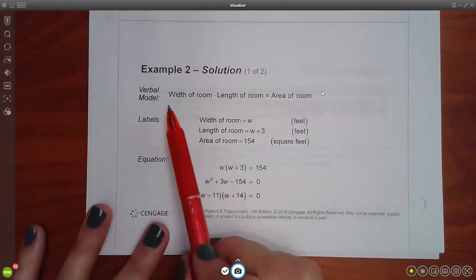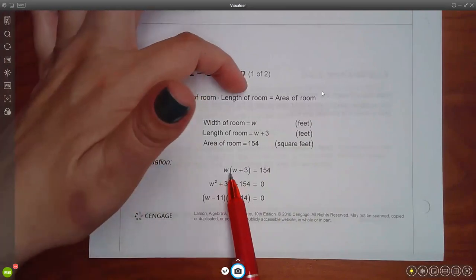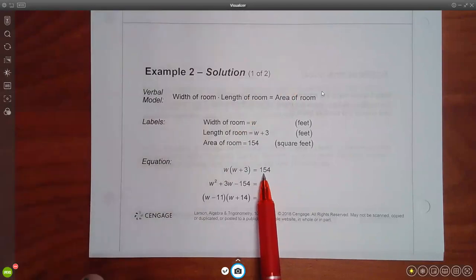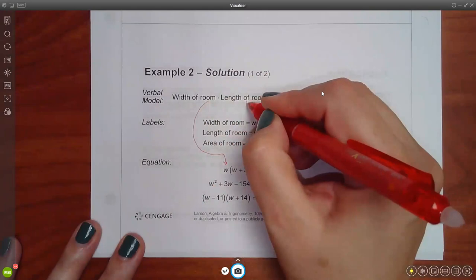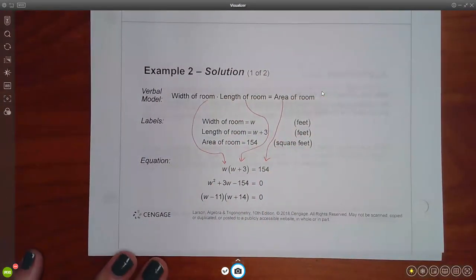Now they're putting it into this formula. So they're saying the width, which is W, times the length, which was W +3, should equal the area, which is 154, okay? So they're literally just plugging in every expression for everything that's there, okay?